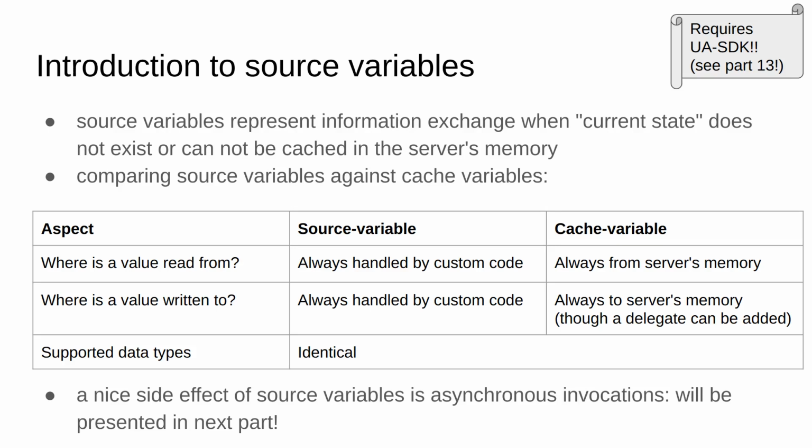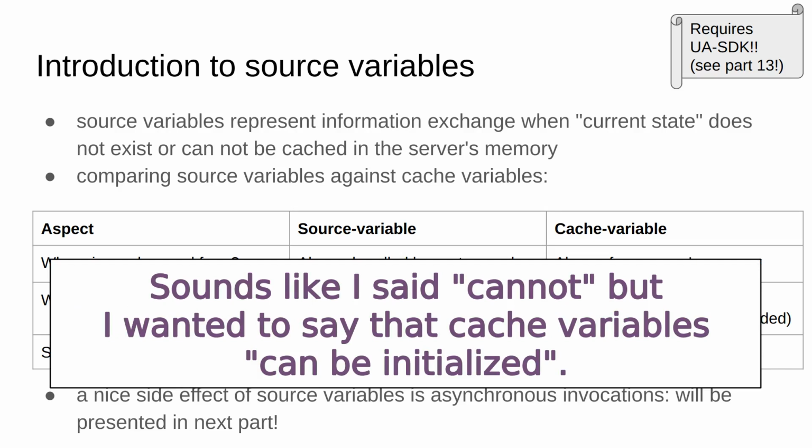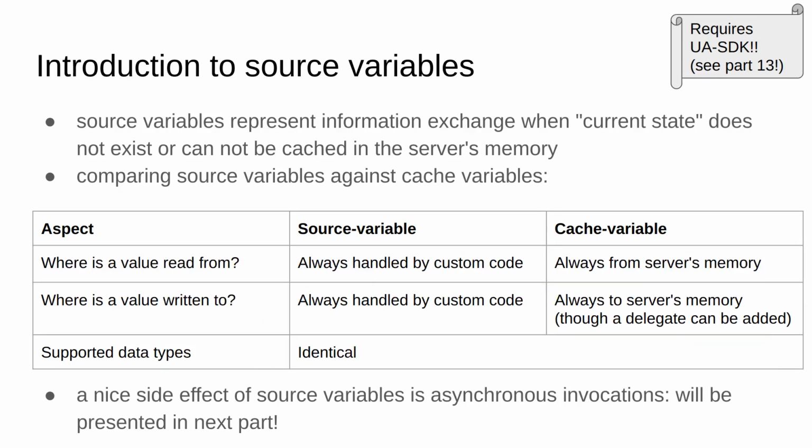And of course, few things that you see in cache variables, like the fact that they cannot be initialized, they don't really make any sense in source variable because source variable does not hold any value. So you will not find in the Quasar design anything which is like initialized from this, or what's the initial status, or so on. This you will not find because this does not make much sense for source variable. But apart from this, the data types are identical and the write delegate is identical, and voila.